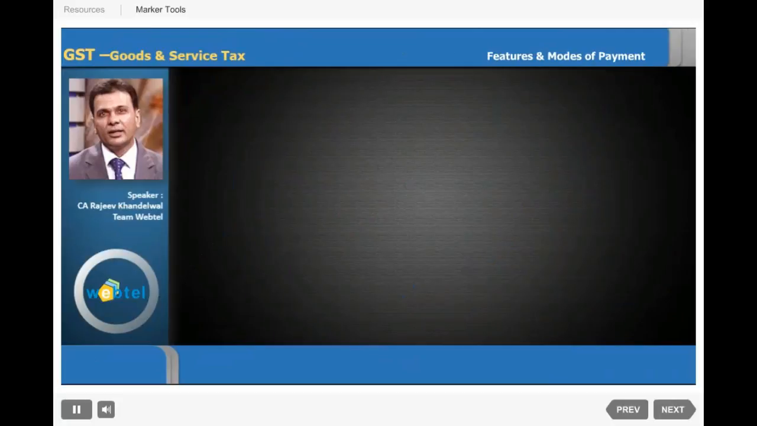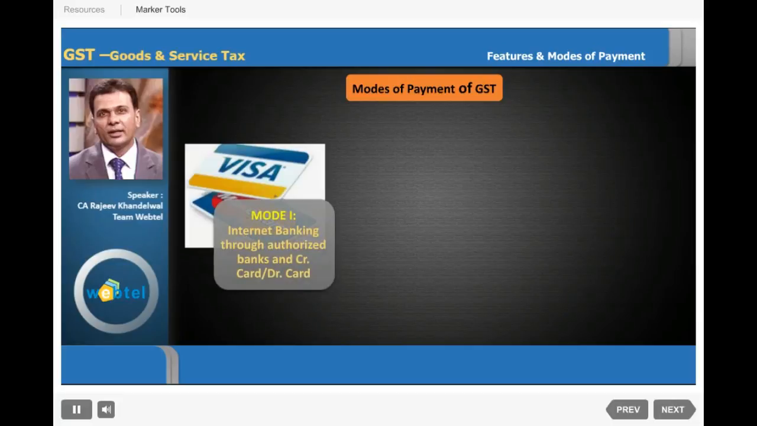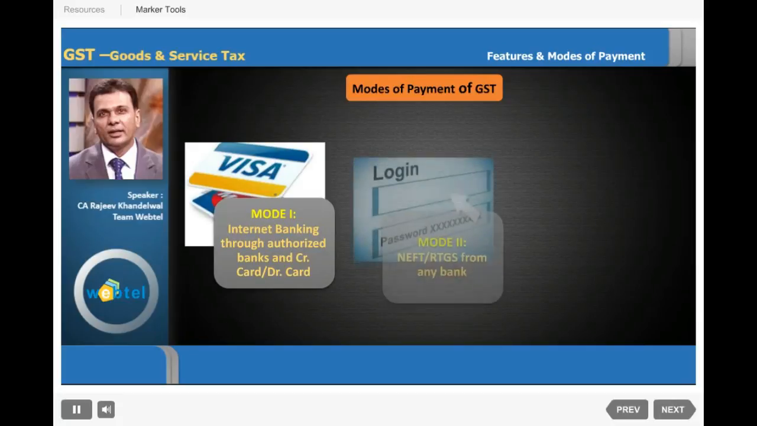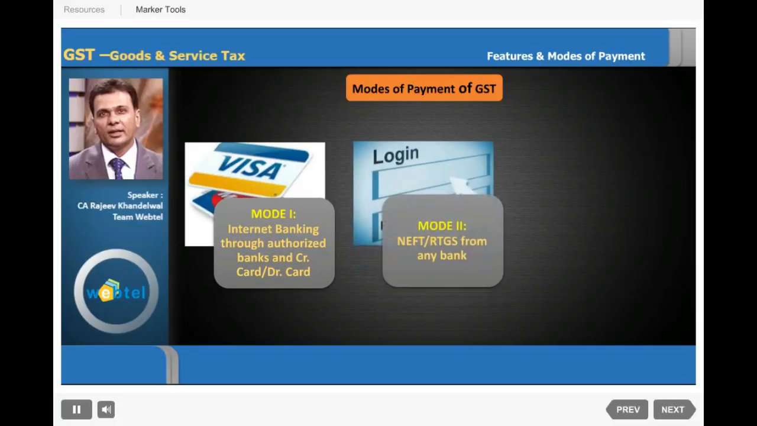Now let us see what are the modes of payment through which we can make payment of GST. Basically, there are three modes of payment. Two of them are electronic, that is payment through internet banking, through authorized banks, and use of debit and credit cards. And another mode is through NEFT or RTGS, which we so frequently use these days. So these are the two major modes.